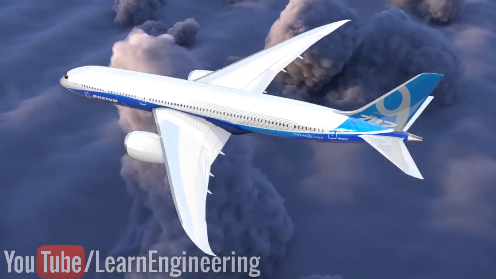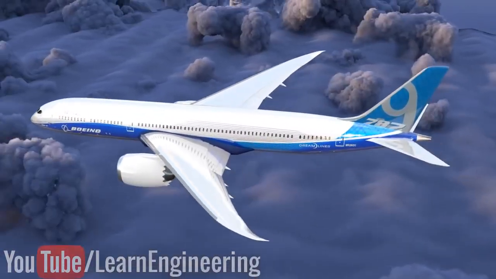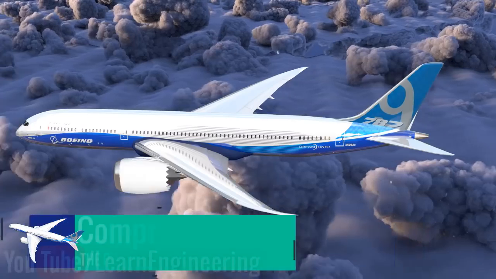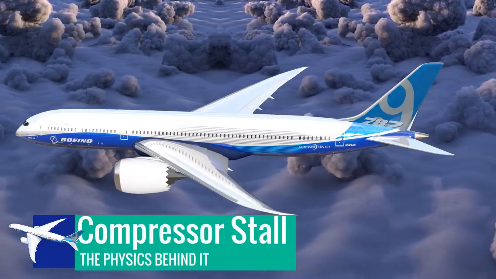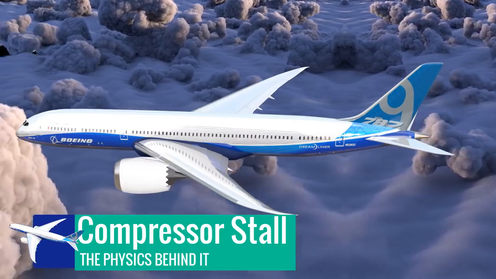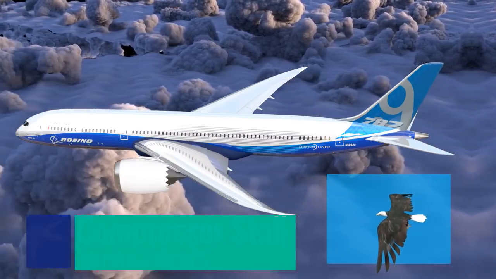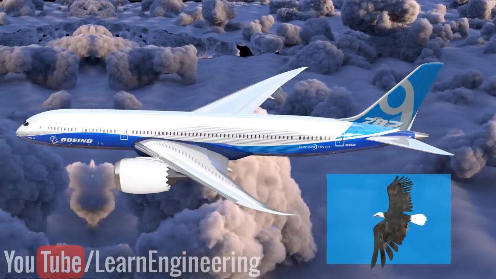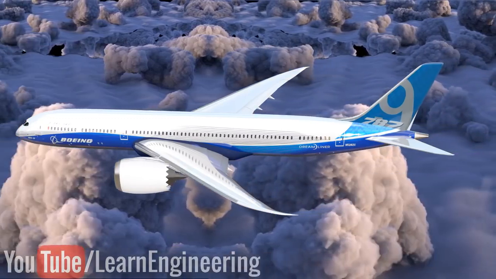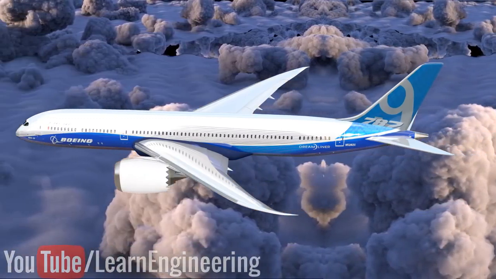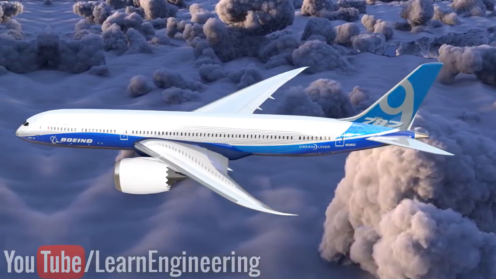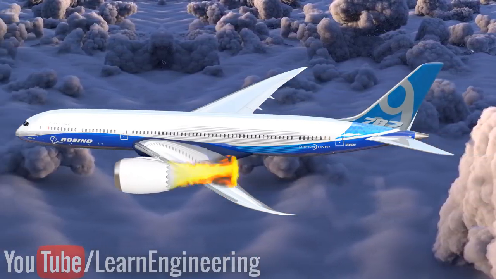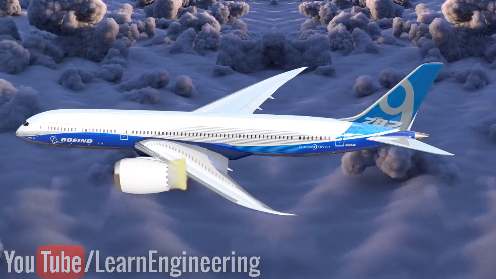Even today, there is an aerodynamic phenomenon that is horrifying to most airplane pilots: the compressor stall. This phenomenon can be triggered by a simple incident, such as a bird strike. A compressor stall can lead to a total loss of engine thrust, severe vibrations, and loud bangs in the engine. It can even have a catastrophic effect, such as complete engine failure. Let's see what causes compressor stall and how to avoid it.